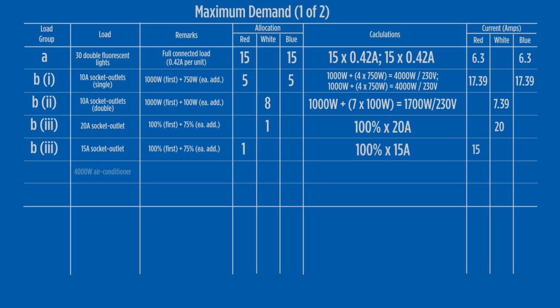The single phase air conditioner falls into load group C. The 4000 watt rating is its energy draw, not its output heat capacity. This can be confusing, as modern air conditioners are marketed using their output heat capacity stated in watts. As there is only one unit, a fully connected load is used, and 17.39 amps is placed in the blue phase.